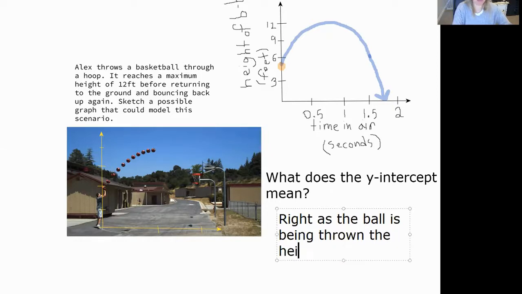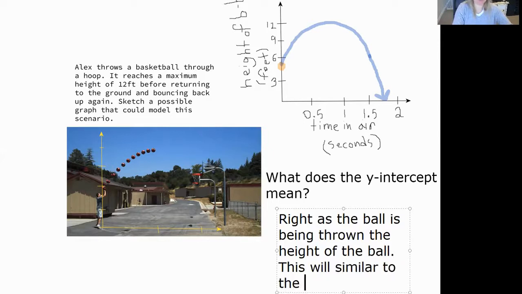the height of the ball. This will be similar, maybe a little bit above, maybe a little bit below the height of the player. So we can think of the y-intercept of this story poem as being the height of the ball, where the ball starts right as it's being thrown.